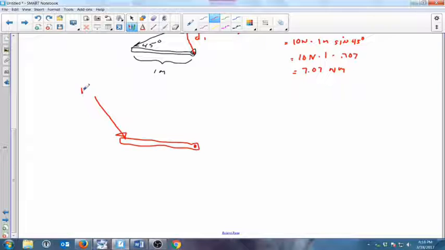This is still a force equal to 10 newtons. And I'm going to keep this at 45 degrees again. Actually, let's keep this at 45 degrees right here. I'm going to keep that at 45 degrees.